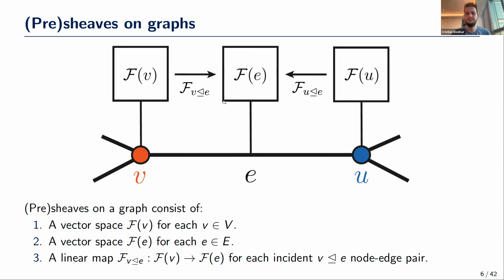And then we also have some linear maps that connect incident vector spaces. So whenever a vertex is incident to an edge, there will be a linear mapping between their respective vector spaces. So this is how a pre-sheaf or a sheaf on graphs looks. It's a very simple construction.